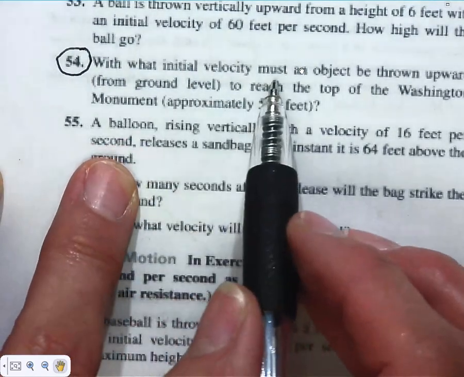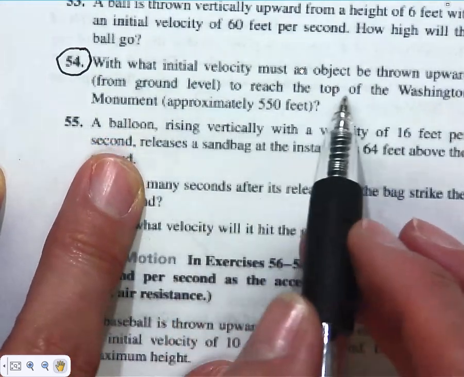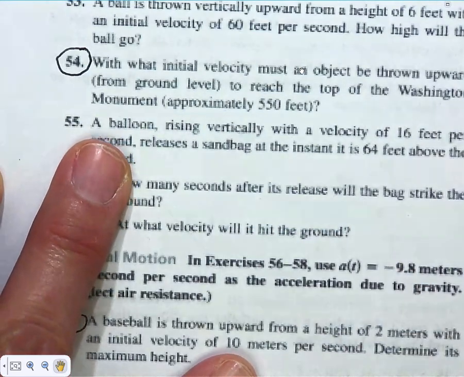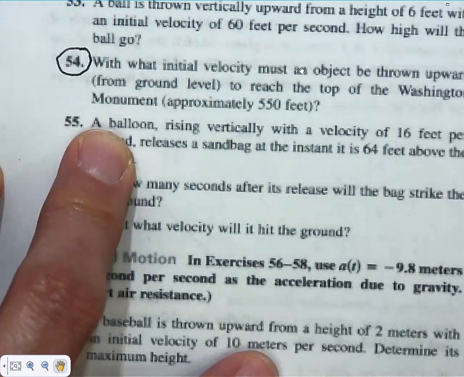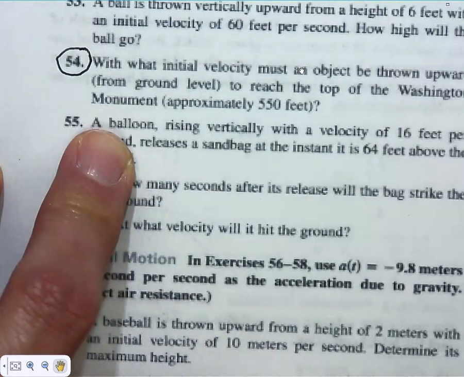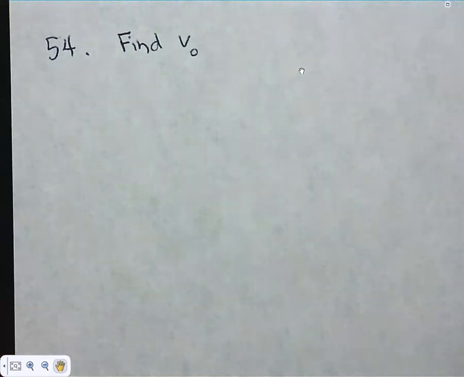With what initial velocity must an object be thrown upward from ground level to reach the top of the Washington Monument, which is approximately 550 feet? What are we trying to find? Initial velocity, so v sub 0 is what we're trying to find. All right, tell me what we're given.